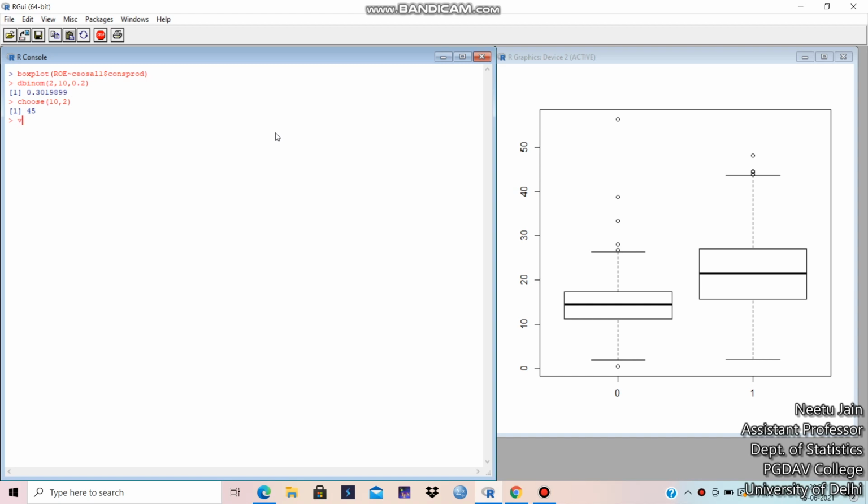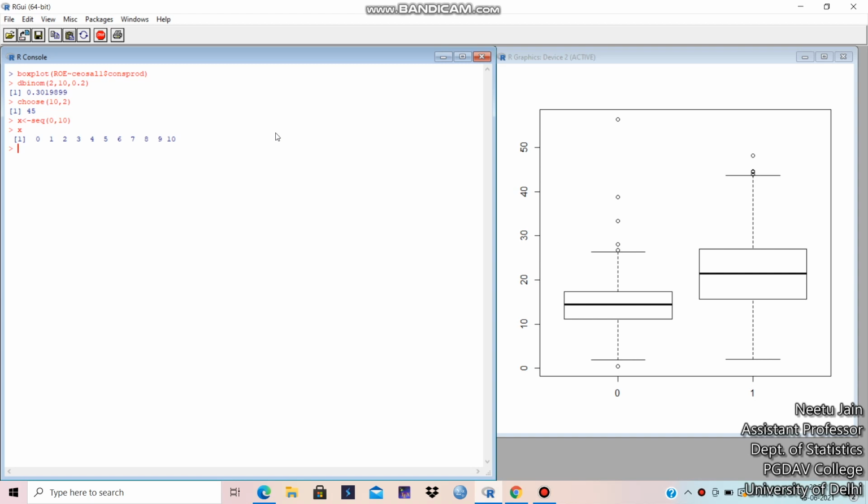And the values of x. How do we compute the values of x? x is equal to, we are taking the sequence from 0 to 10. You can check, this is 0 to 10. So x is taking values from 0 to 10, that is the number of successes out of n trials. Out of 10 trials, there may be 0 success, 1 success, or a maximum of 10 successes.